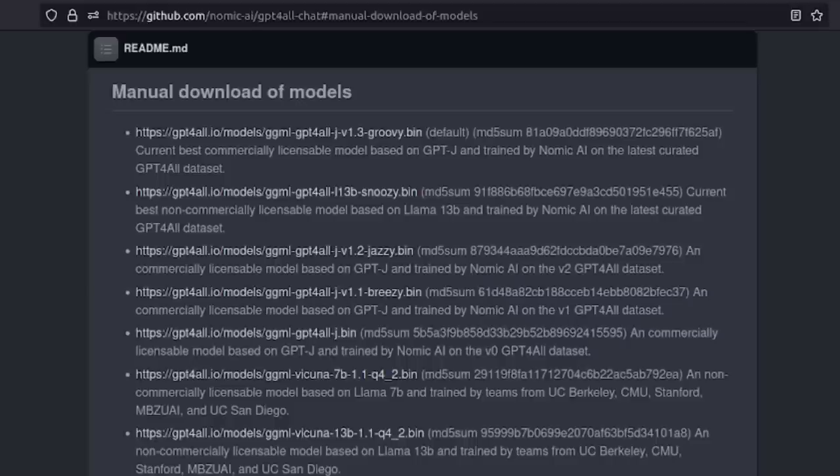So the first one there, groovy. Current best commercially licensable model based on GPT-J and trained by nomic-ai on the latest curated GPT4All dataset. And then much the same with Snoozy, apart from that is the non-commercially licensable model, and that is based on Llama 13B.